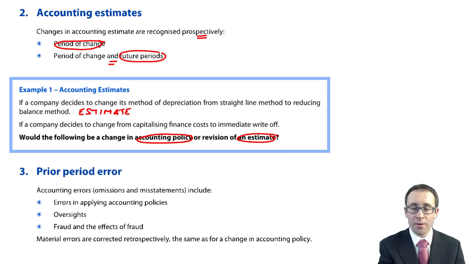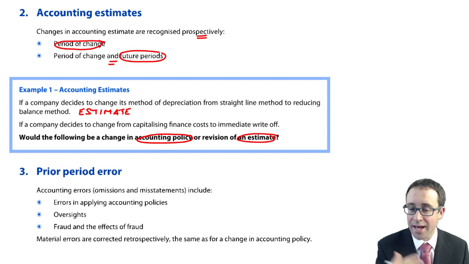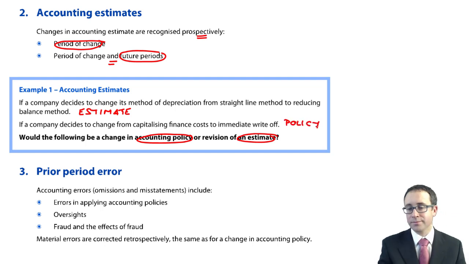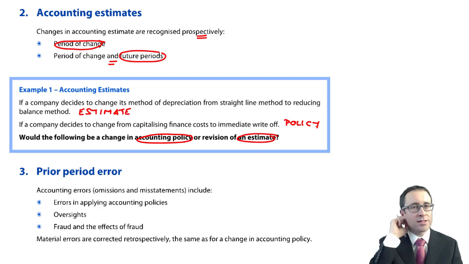Okay, whereby the second one, if a company decides to change from capitalizing to write off of your finance costs, again, that wouldn't be available anymore. But okay, that's your policy, a change in accounting policy. I suppose it would if previously you've not adopted IFRS and always wrote off your finance costs. Under IFRS now you must capitalize.